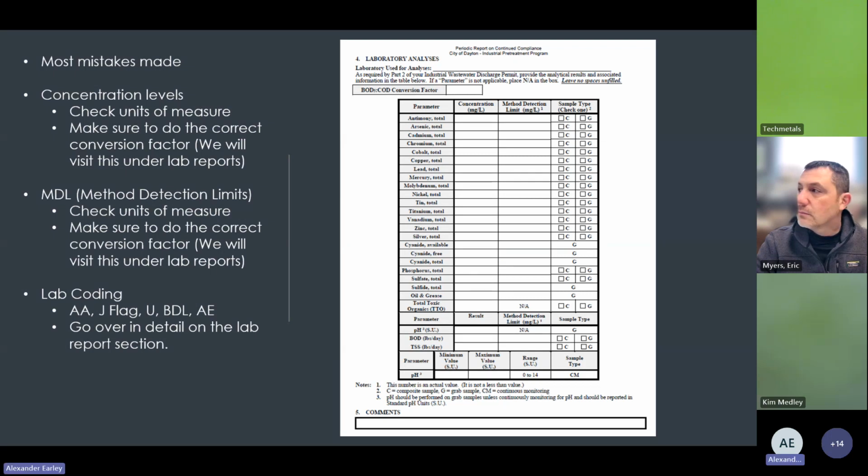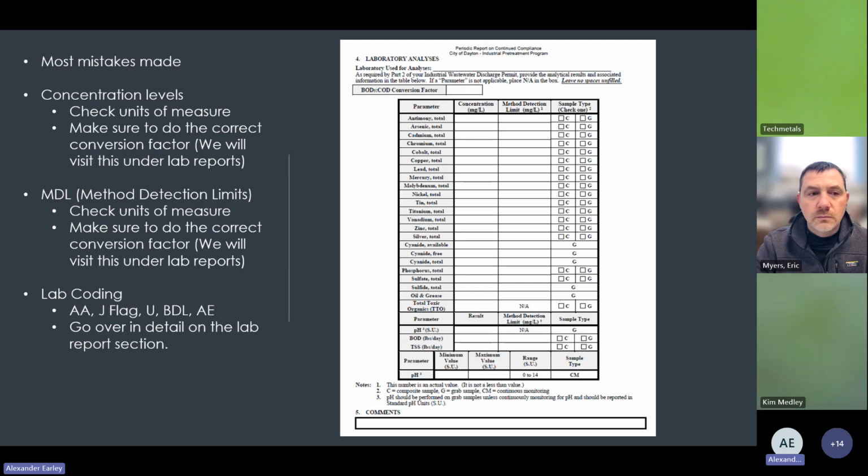So this is the second page of that PRCC. Obviously, this is what we'll be focusing on today, as far as where most of the mistakes are made. Like I said, we're just going to do a broad overview right now, and then we'll dive in as the PowerPoint goes on. Make sure that you are checking the concentration levels. Make sure you check the units of measure, because you could get 3 different types of units of measurement for those analytes. You could get milligrams per liter, micrograms per liter, or nanograms per liter. So make sure that you take note of that.